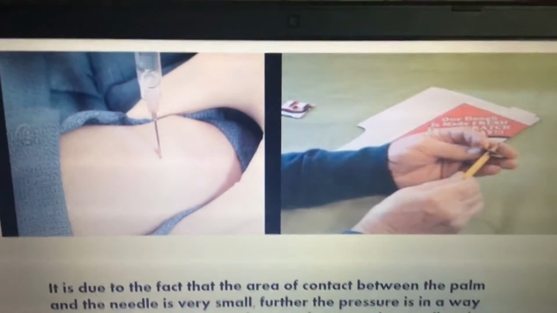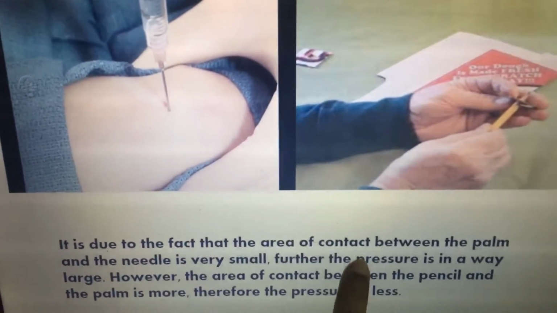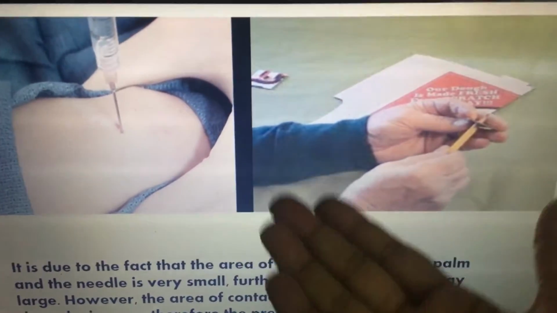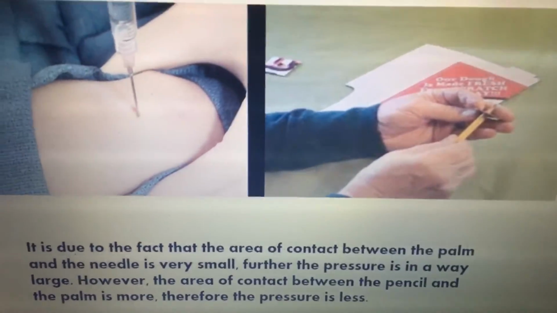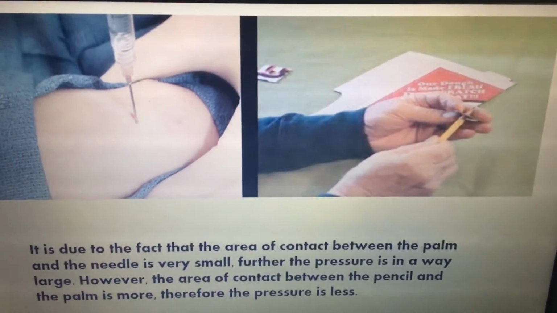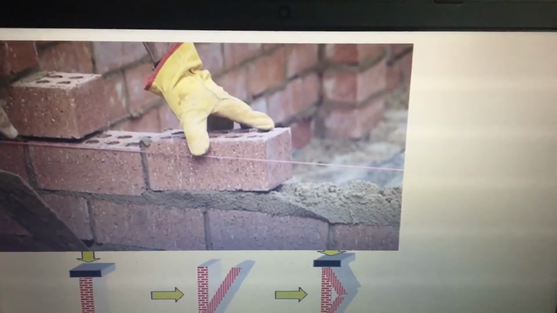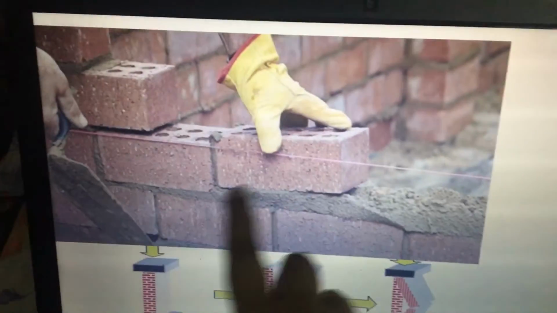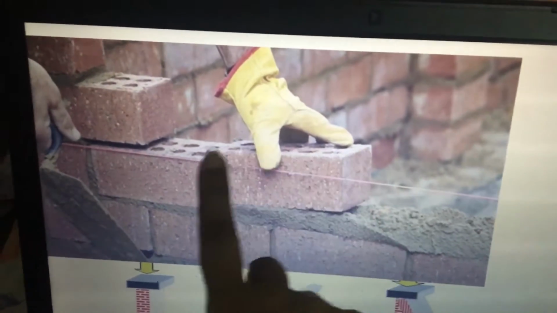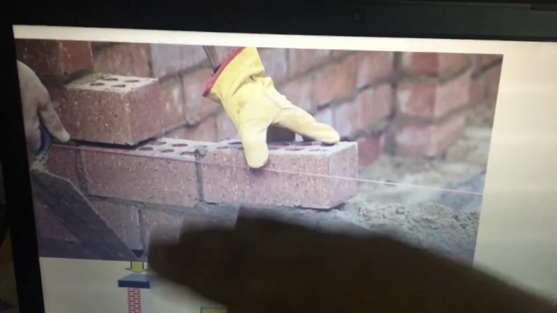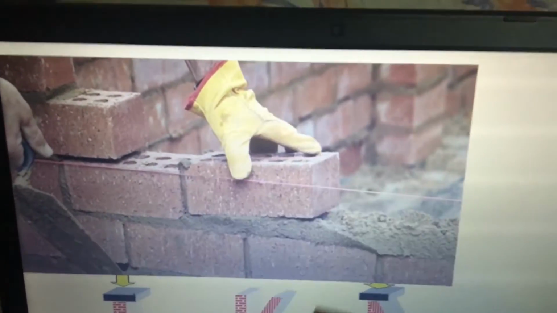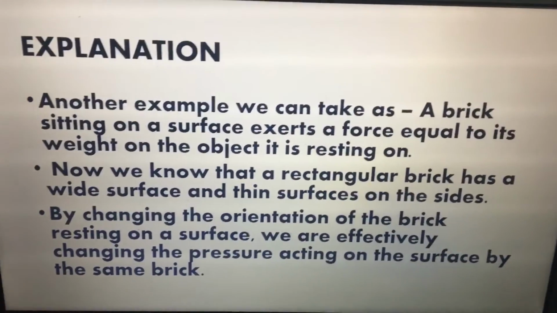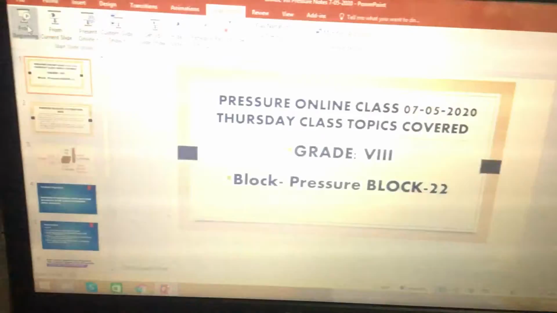This is one example. Another example, as I have showed you, is the area of contact. The lesser the area of contact, the more the pressure. Another example I told you about is the arrangement of bricks. The very common arrangement, where if you put a brick like this, it will be able to sustain. That is, the area is more, so the pressure will be less compared to other forms of arrangement. So that is the explanation for this.